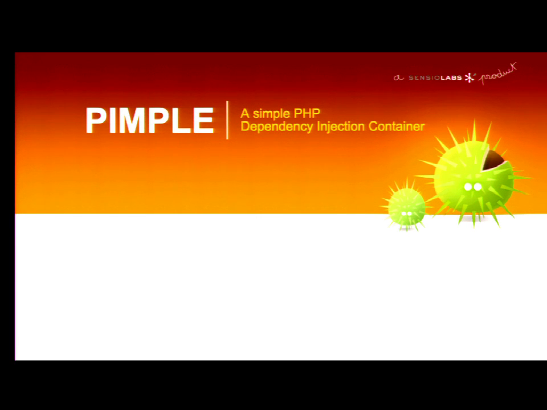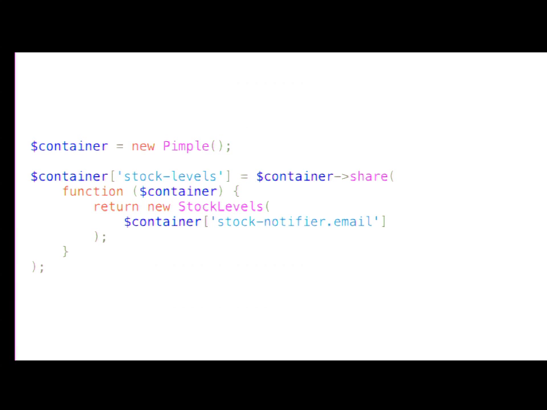With Pimple, when we use it, it looks something like this. This will be in a bootstrap file. Say I want a new container, so it's a new Pimple. And then I'm going to set my services on that. It has array access style access. So we can say container stock levels is, and then tell it how to create stock levels objects. We're assigning key style things to services so we can refer to them elsewhere. What it does is use an anonymous function here to say, when I ask for this, then run this code. So we're going to do the same sort of thing and say a new stock levels thing and ask the container to give us the stock notify email service and create it with that.